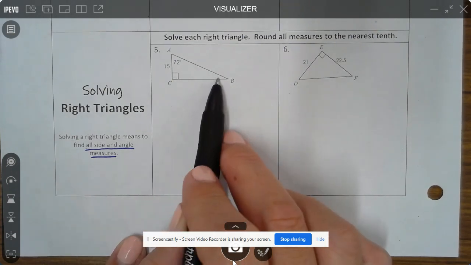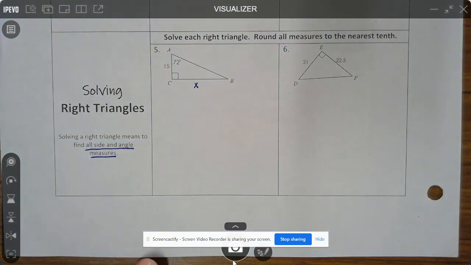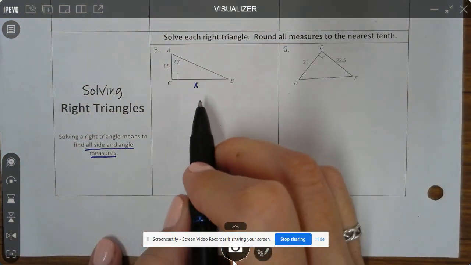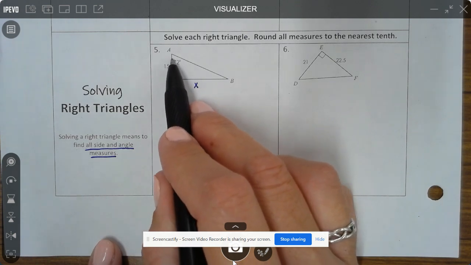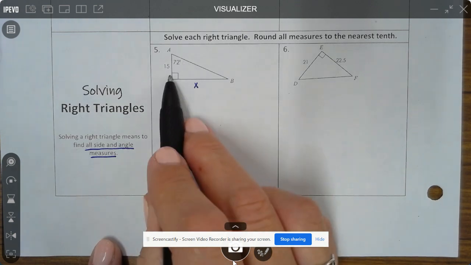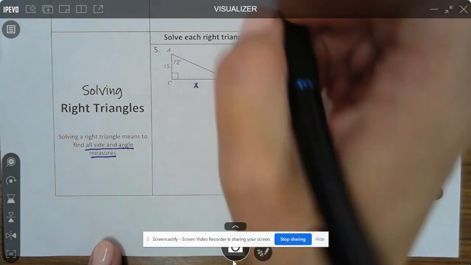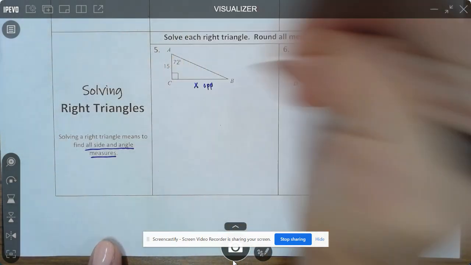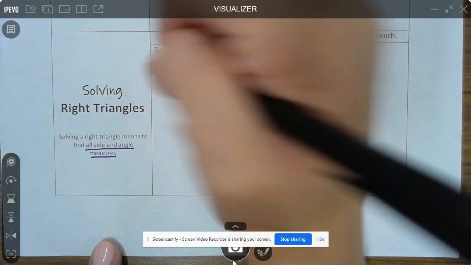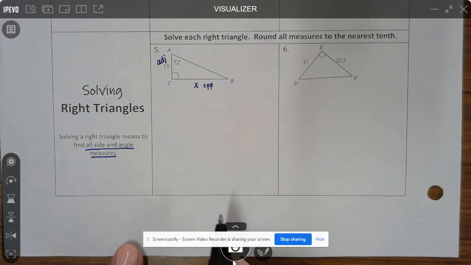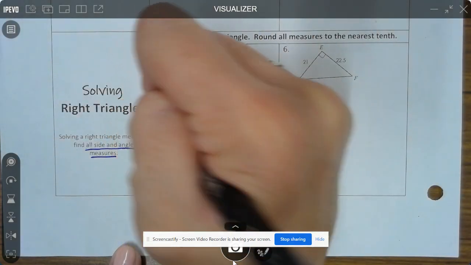So I'll go ahead and mark one of my unknown side lengths as a variable. I like to use X and Y, which we'll see in a second. And then I want to look from the angle that's given, that's not my 90-degree angle, and decide which two side lengths these are. So from my 72, this X would be my opposite. And then from the 72, my 15 would be my adjacent side. So because I have opposite and adjacent, I'm going to set up my tangent ratio.